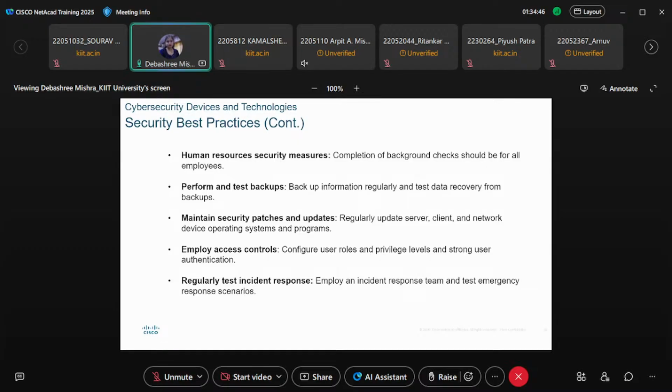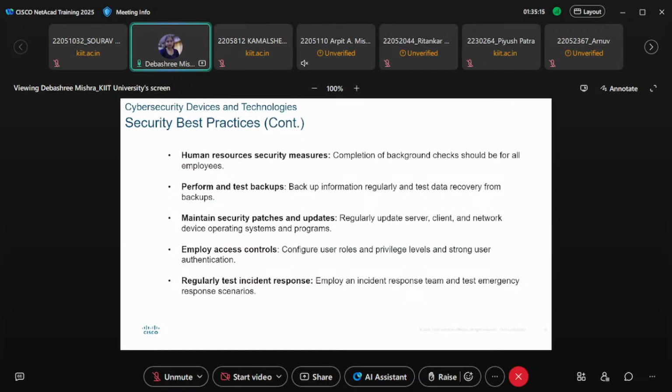Next, employee access control. These are basically the privileges, also called the access control list. Privileges are given to certain users by the organization, with certain kinds of authentication, defining who can access which resources and what changes they can make. So this is known as employee access control.